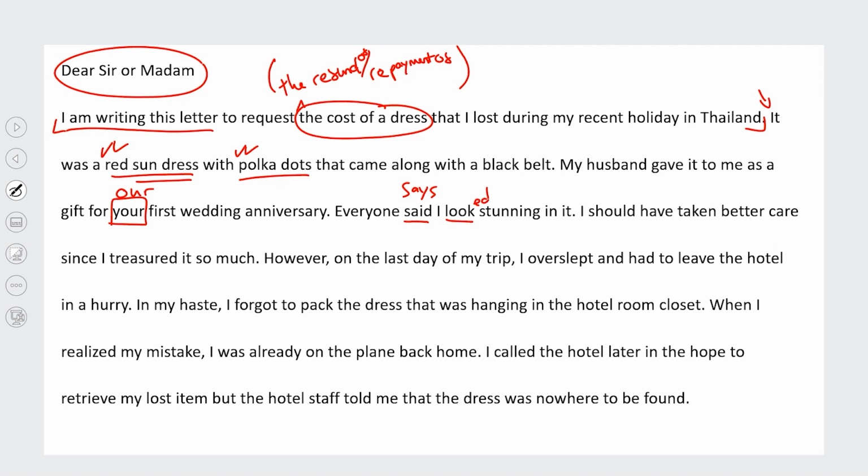So that's something that you can catch if you make sure you have time at the end of your writing to go back and reread what you've written. You can sometimes catch these kind of small errors when you read back through it.